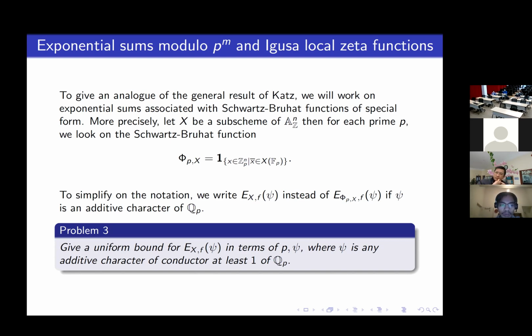So we will go to problem 3. It's related to question 1. It means that we give a uniform bound for E_X(f, psi) in terms of m_psi, when psi is any additive character of conductor additive 1 of Q_p. And note that if X equals A^n over Z, then this becomes question 1. But here we work in a more general setting with arbitrary X.